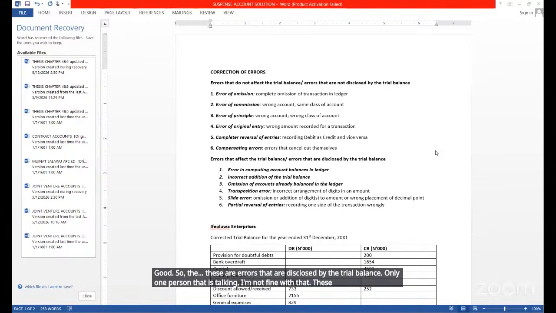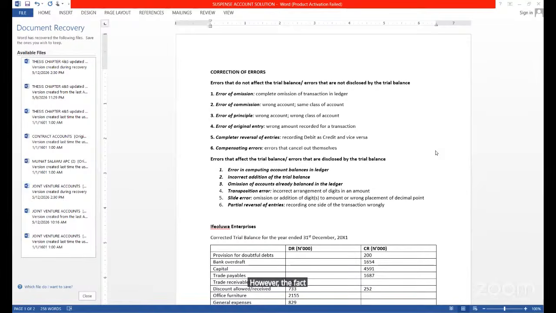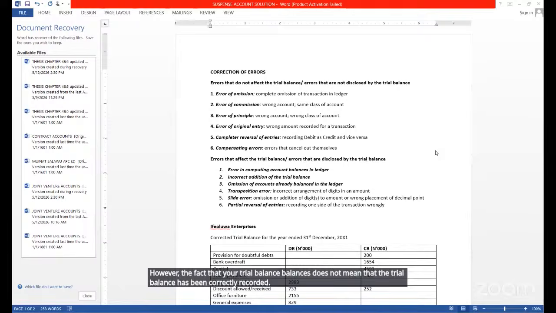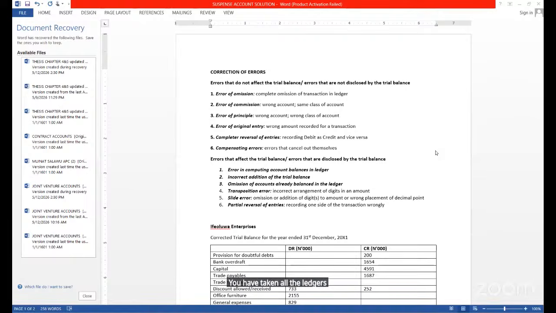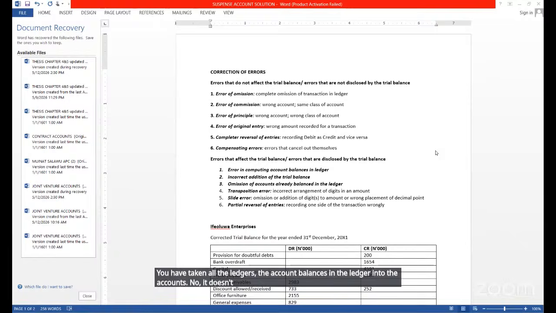These are errors that are disclosed by the trial balance. However, the fact that your trial balance balances does not mean that the trial balance has been correctly recorded. It doesn't mean your ledger has correctly taken note of all the transactions in the business, and you have taken all the account balances of the ledger into the accounts. No, it doesn't work that way. And that is why we have another category of errors. These errors are not disclosed by the trial balance because they do not affect the trial balance.